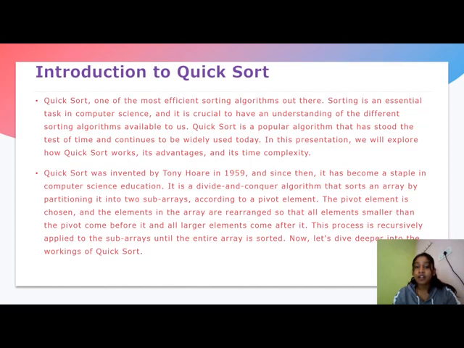Quicksort was invented by Tony Hoare in 1959, and since then it has become a staple in computer science education. It is a divide and conquer algorithm that sorts an array by partitioning it into subarrays according to the pivot element. The pivot element is chosen and the elements in the array are arranged so that elements smaller than the pivot element come before it and larger elements come after it. This process is recursively applied to the subarrays until the entire array is sorted. Now let us dive deeper into the working of quicksort.